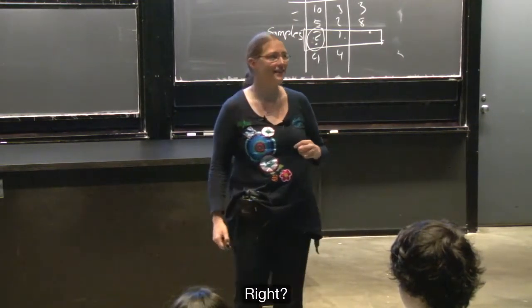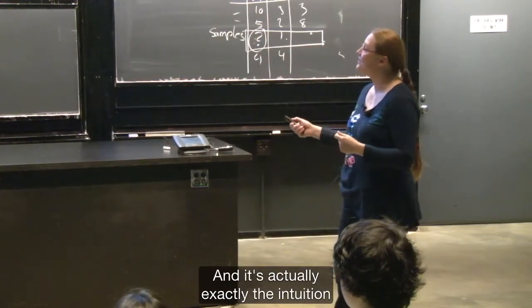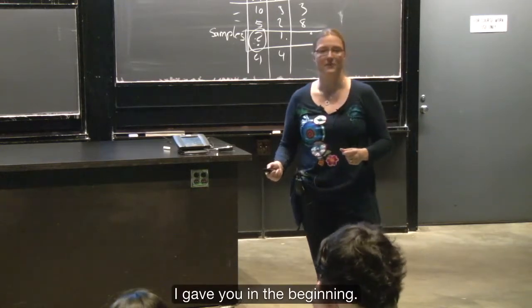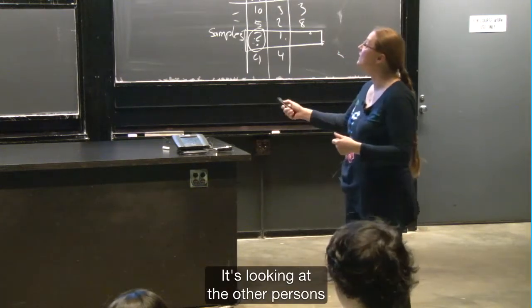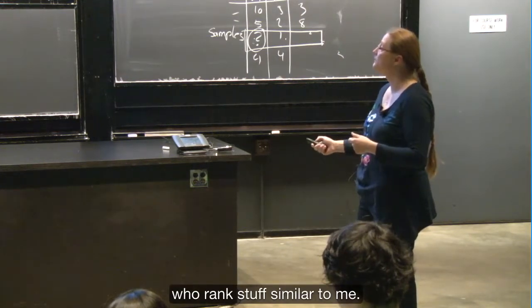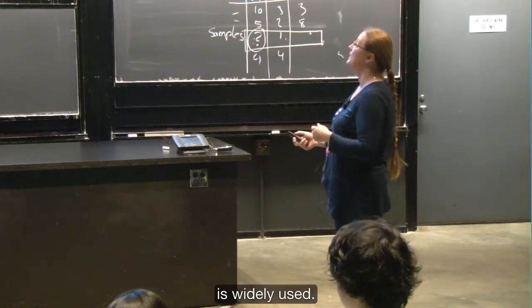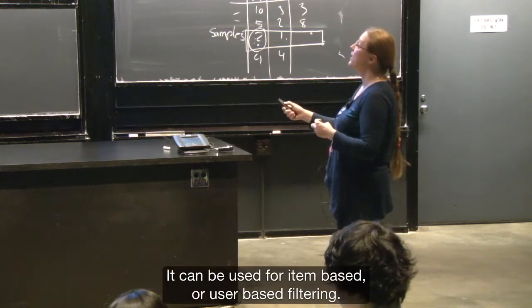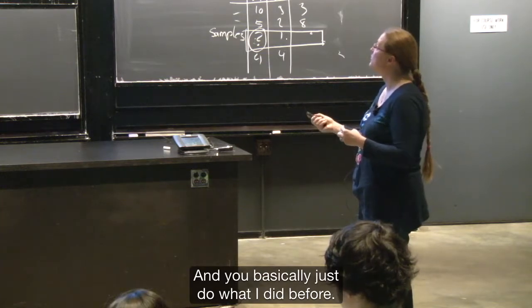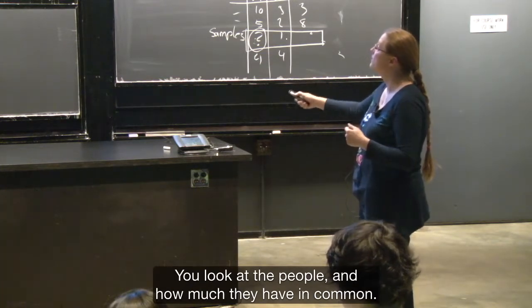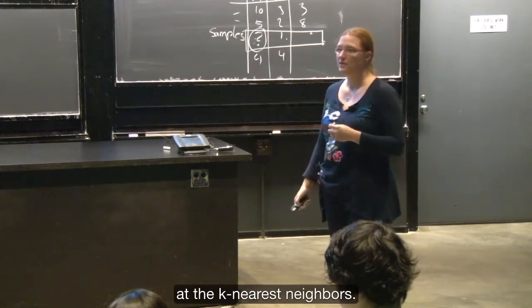K-nearest neighbors, right? That guy trains in no time because it doesn't train at all. And it's actually exactly the intuition I gave you in the beginning. It's looking at the closest neighbors. So it's also very intuitive. It's looking at the other persons who rank stuff similar to me. So KNN for collaborative filtering is widely used. It can be used for item-based or user-based filtering. And you basically just do what I did before. You look at the people and how much they have in common. You rank the similarity, and you look at the k-nearest neighbors.